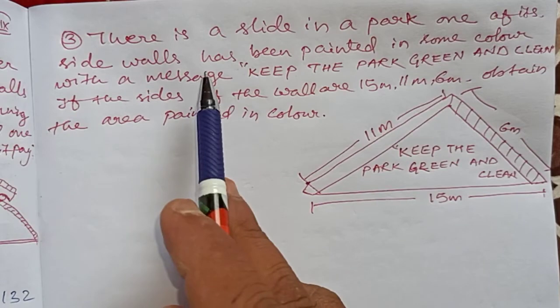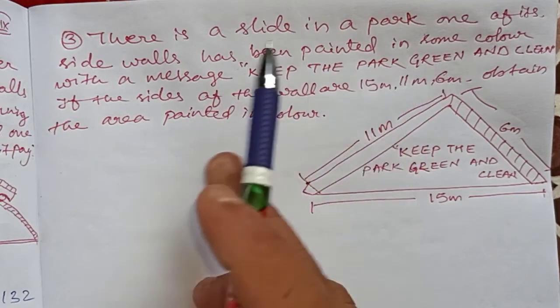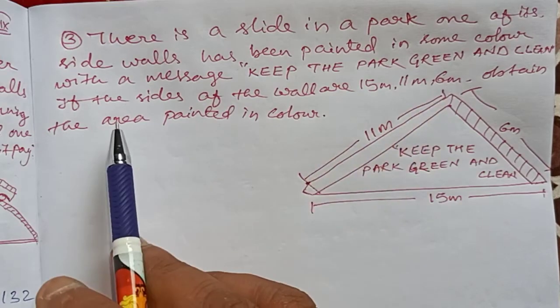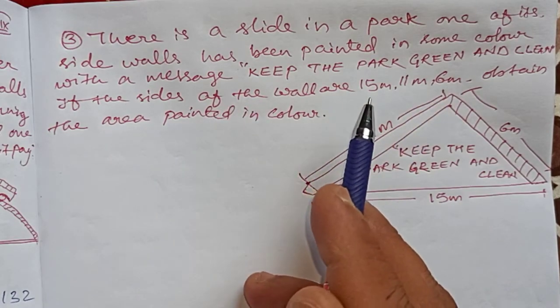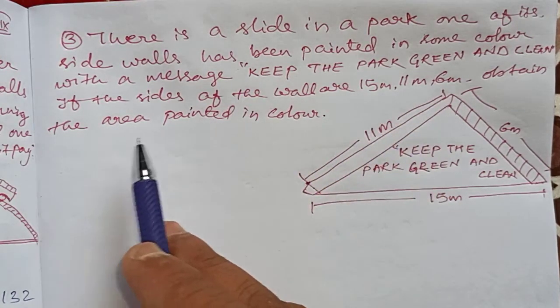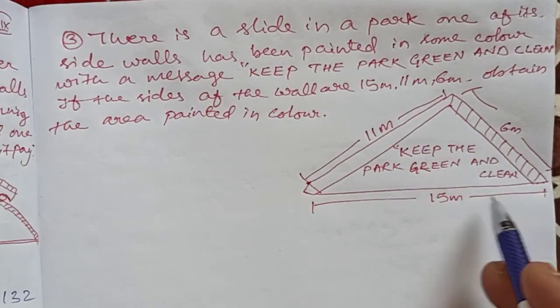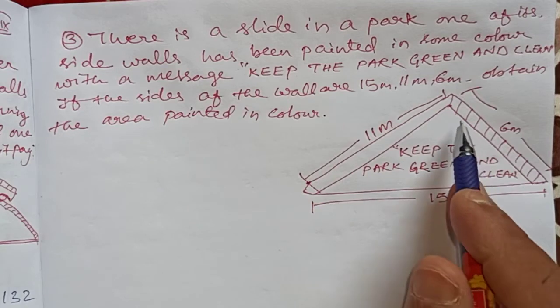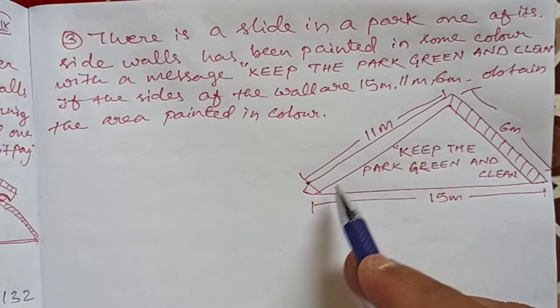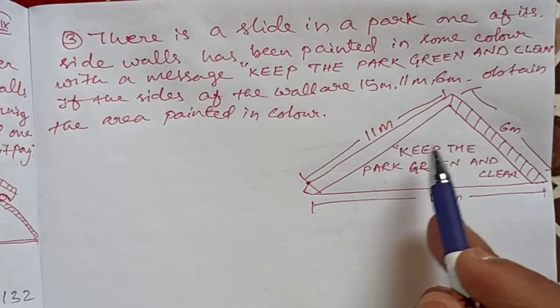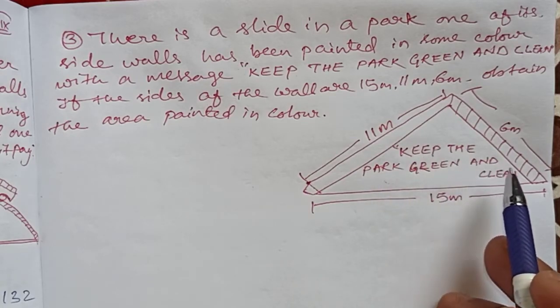One of its side walls has been painted in some color with a message, keep the park green and clean. If the sides of the walls are 15 meter, 11 meter and 6 meter, obtain the area painted in color. Okay, so this is a slide in the park. These are the stairs and this is the slide part. One of the side walls has been painted with keep the park green and clean.